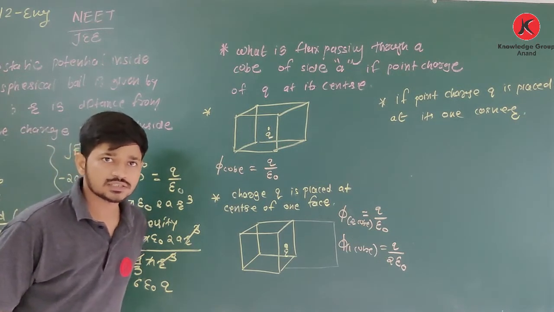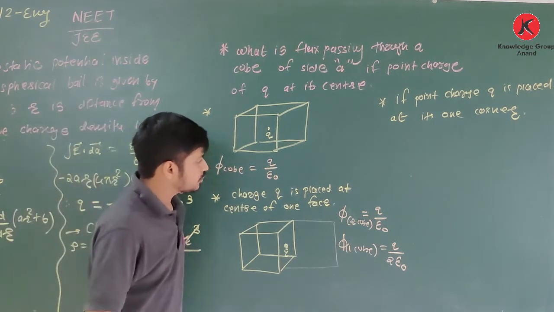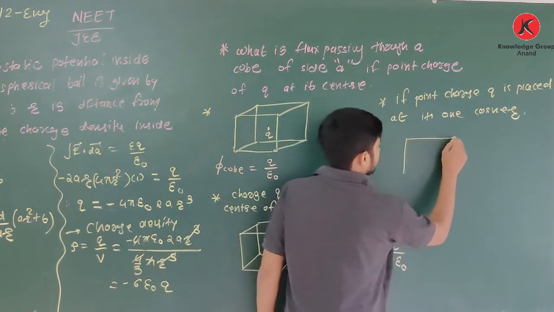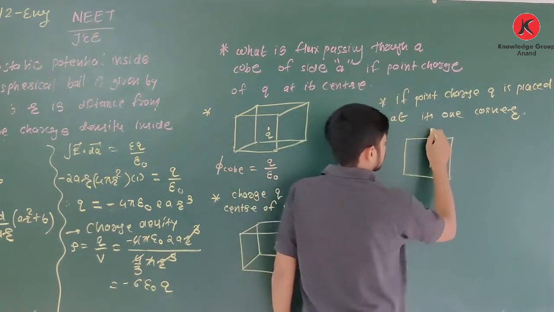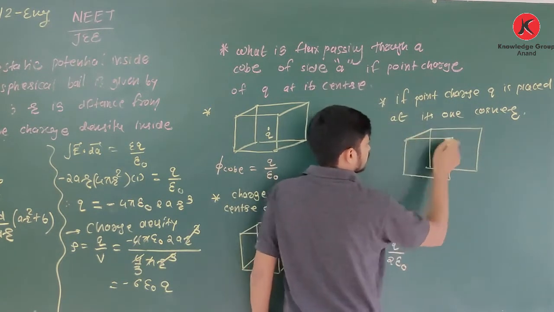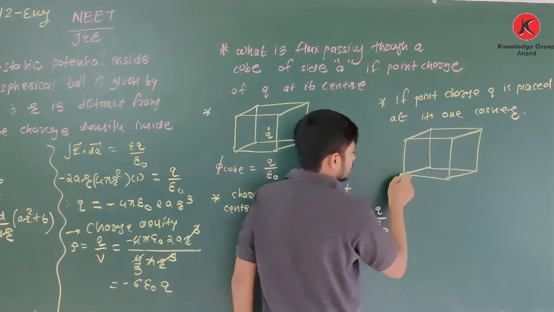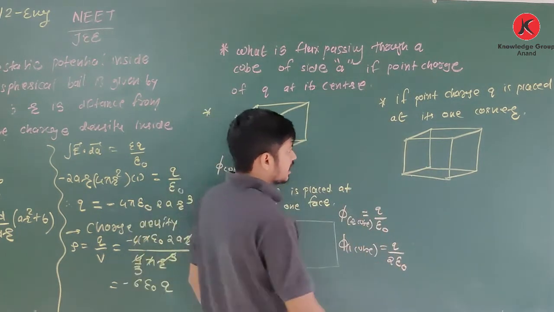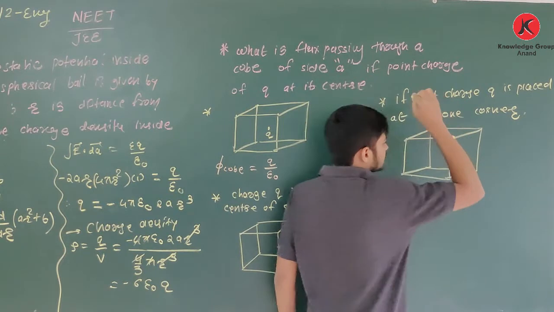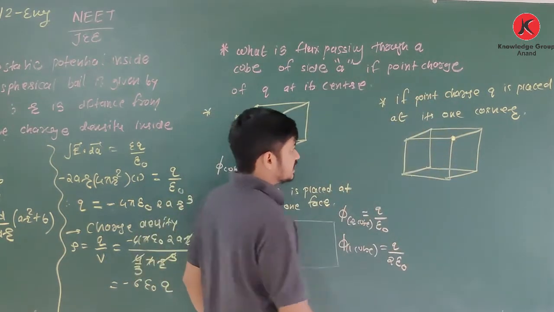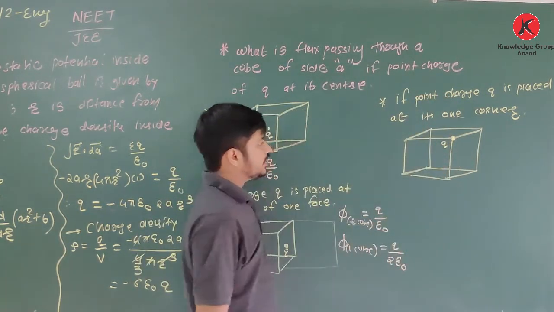Okay, then how to find flux passing from Q? Let's see. The figure is like this. Let the point charge Q be here.